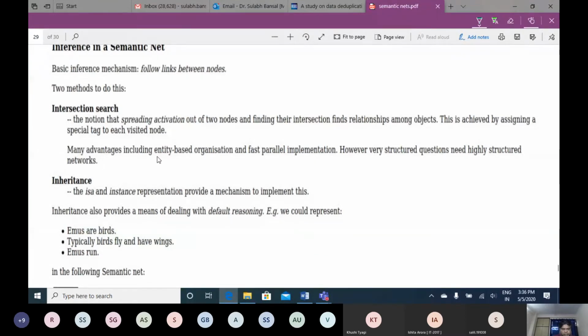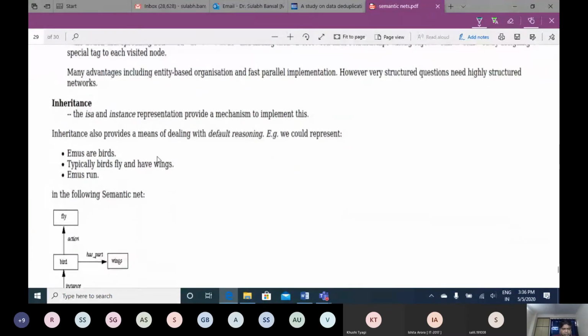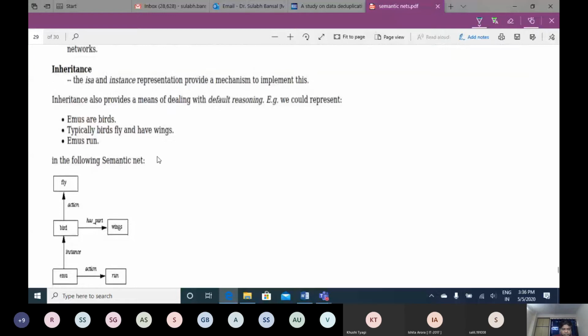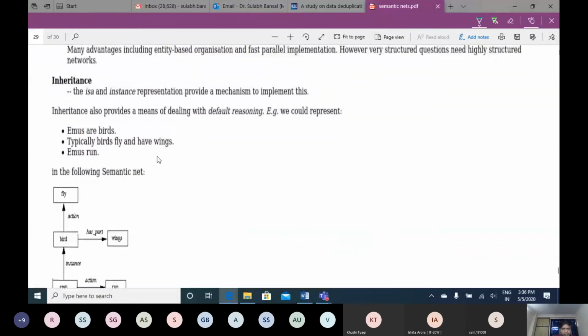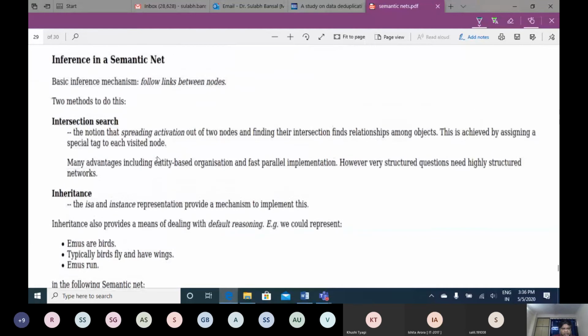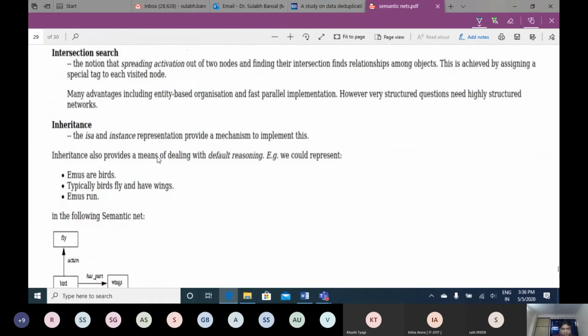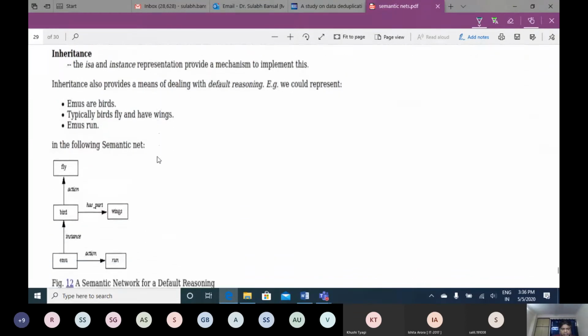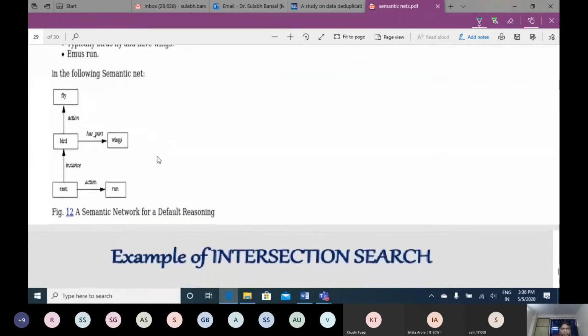reasoning. Example, we could represent subclasses, or all these are simple things. So we can represent inheritance and intersection search. How we can make an inference. Inheritance means the properties of the parent class will be inherited by the subclass. So it will make an inference.